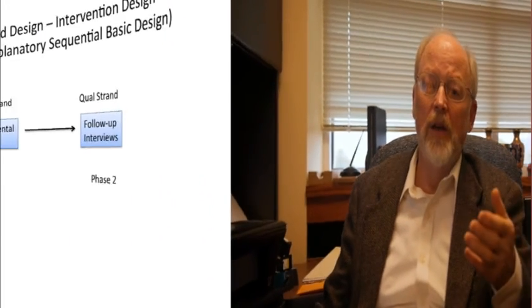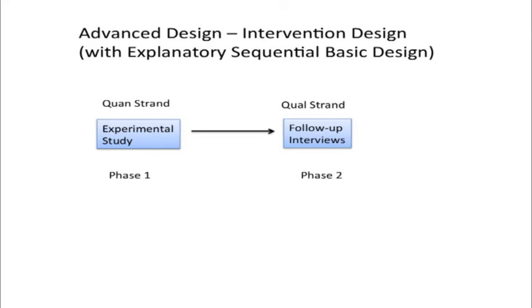Let me talk now a little bit about advanced designs. As I said, within each advanced design, embedded within it is a basic design. It might be useful to have 2 diagrams. This illustrates an intervention design, advanced design. And basically what's going on is the experiment, the quantitative strand, is followed by the qualitative strand. That's the basic design going on. We would call that an explanatory sequential design. We might also call it 2-phase, quantitative followed by qualitative.